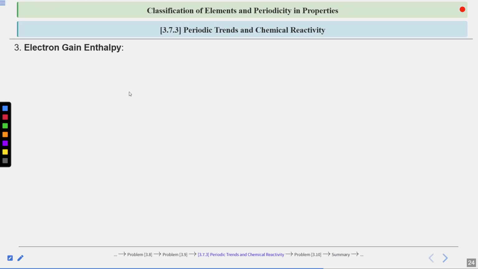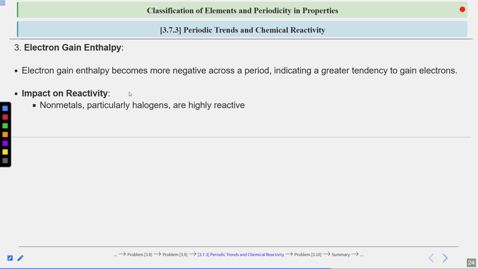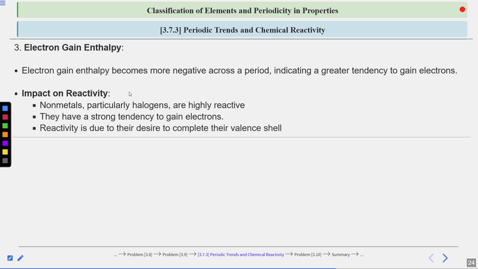The second thing that we will see is electron gain enthalpy. We have studied that it is difficult to add an electron to the starting elements, but easier to add electrons to the rightmost elements. Therefore, what is the impact on reactivity? The rightmost elements, the non-metals, can easily gain electrons and therefore are also reactive. So the leftmost are reactive because they can lose electrons, and the rightmost are reactive because they can gain electrons. So the extreme parts of the periodic table are reactive for two different reasons.